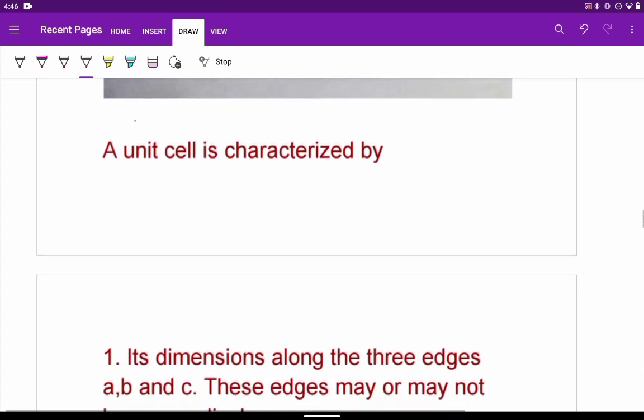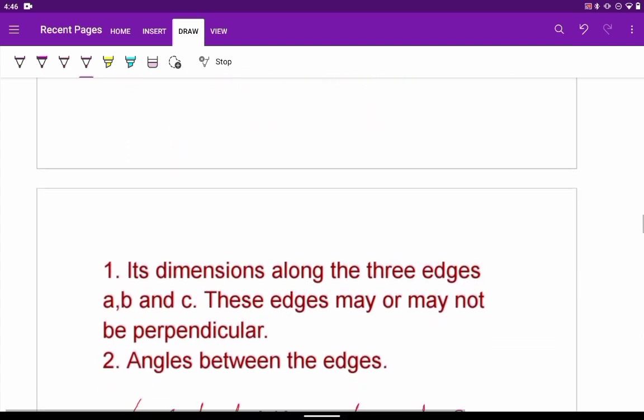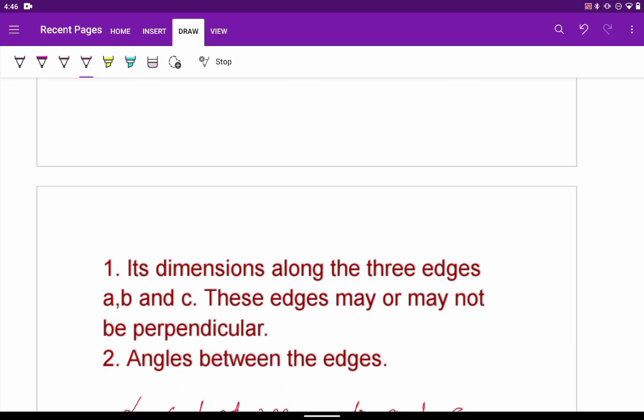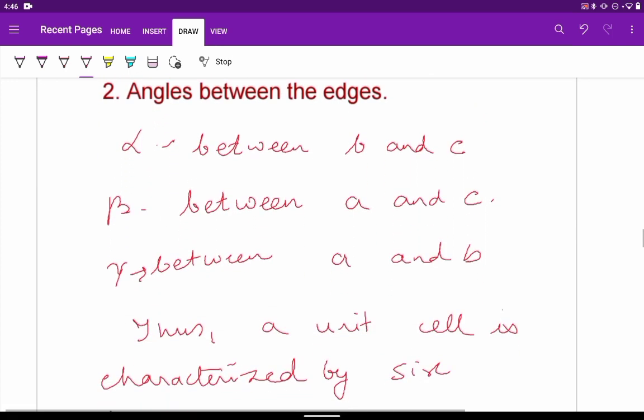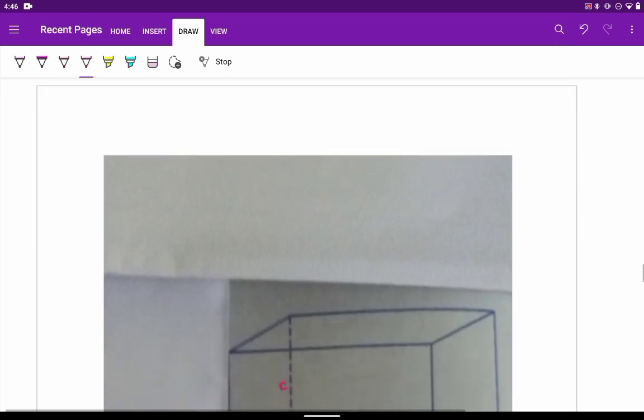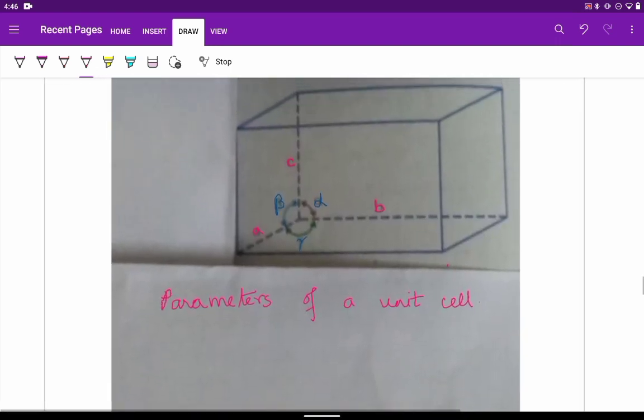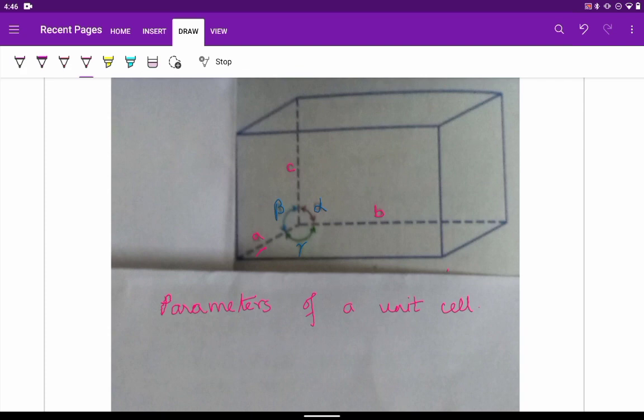And what about a unit cell? A unit cell has some characteristics. Its dimensions along the three edges are A, B and C, as we can see in this figure. These are the dimensions along the three edges A, B and C. These edges may or may not be mutually perpendicular.